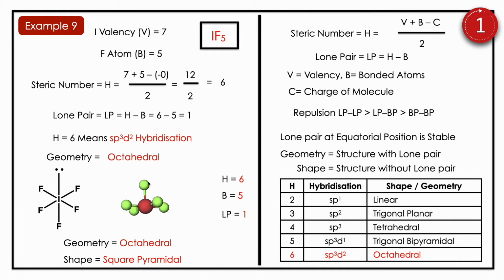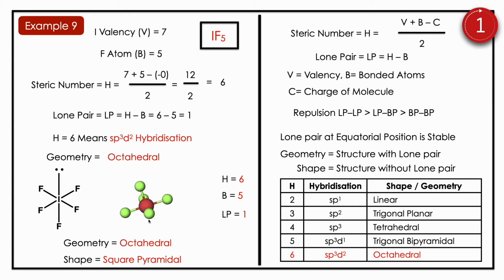Then let us look at example 9. IF5. I is iodine with valency of 7, which is a halogen. Fluorine atoms are 5, which is the bonded atom. If you substitute in the steric number, H equals 12 by 2 gives 6. The lone pair will be H minus B, which is 6 minus 5 gives 1.